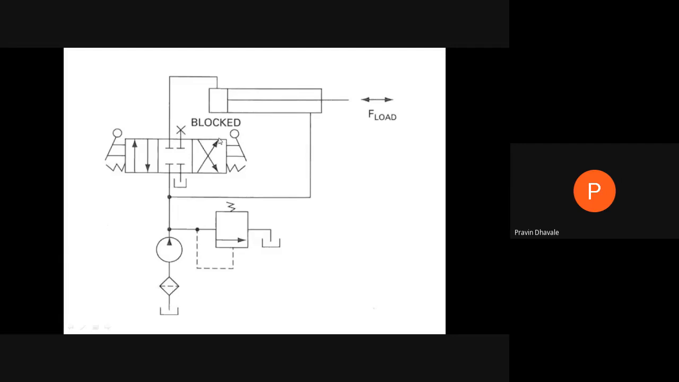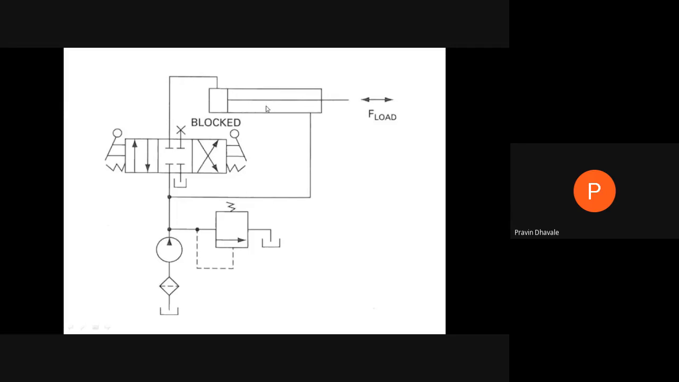Because of that, what happens? This fluid will be coming back, right? This port B to port P. Now it will have another branch to go for the port B. So fluid will be passing on the right hand side of the piston. Because of that, the piston will be moving toward the left hand side.